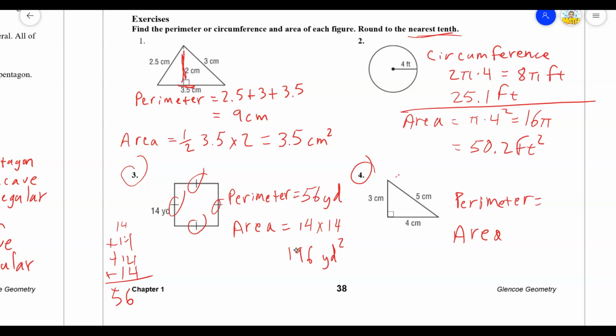What do we get here? So for perimeter, we just take 3 plus 5, which is 8, plus another 4. That would just be 12 centimeters. And then the area would be 1/2 the base, which is 4, times the height, which is 3. So that would give me 6 centimeters squared.